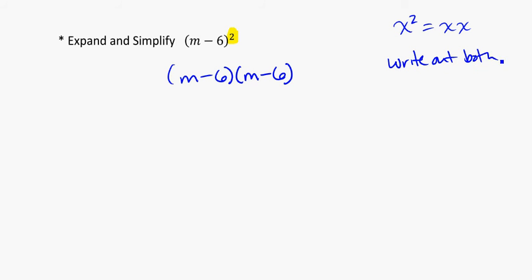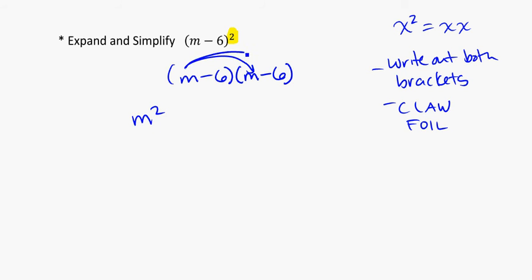Write out both brackets. And once you've done this, you can now use your claw or FOIL to get it done. So again, timesing the first terms together, m times m gives us m squared. Making sure we times it to the other one, that's m times a negative 6, so we get negative 6m. And here that negative 6 needs to times through to the m, we get another negative 6m. And negative 6 times negative 6, in fact, will give us a positive 36.